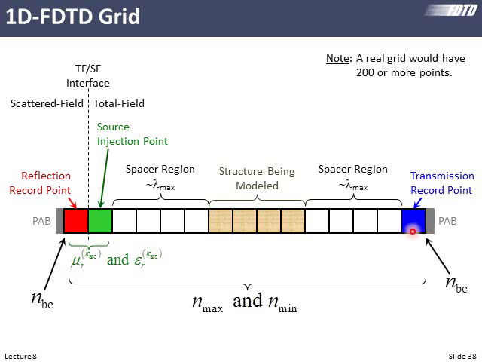Likewise, on the other side, this is where we record our transmitted fields. Now, I'm only showing a dozen cells or so. Real grids have many hundreds of cells. So that's our basic grid strategy.